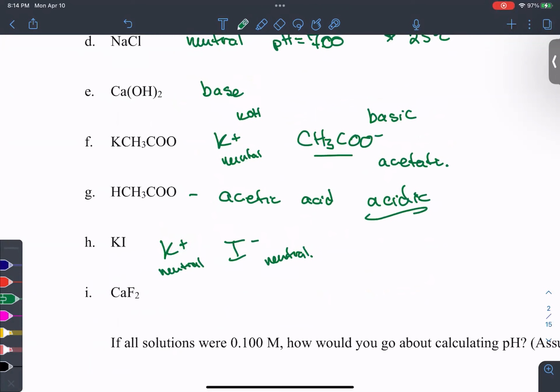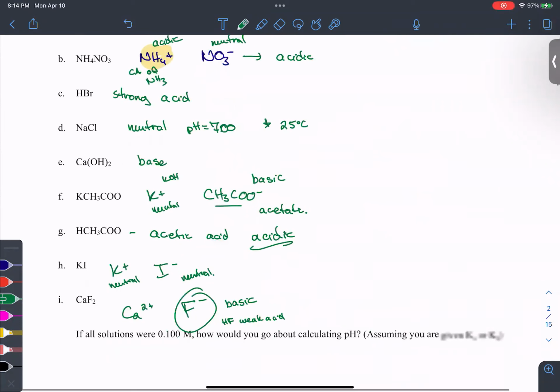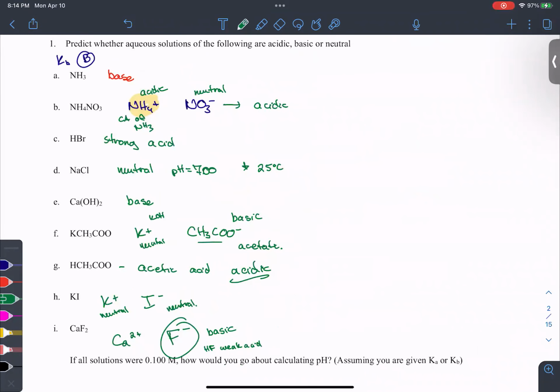Calcium fluoride. What is that? Acidic, basic, neutral? So we have calcium 2 plus, F minus. This is going to be basic because F minus is a weak base because HF is a weak acid. Okay, great. So let's just quickly go through all of the strong acids, all right?